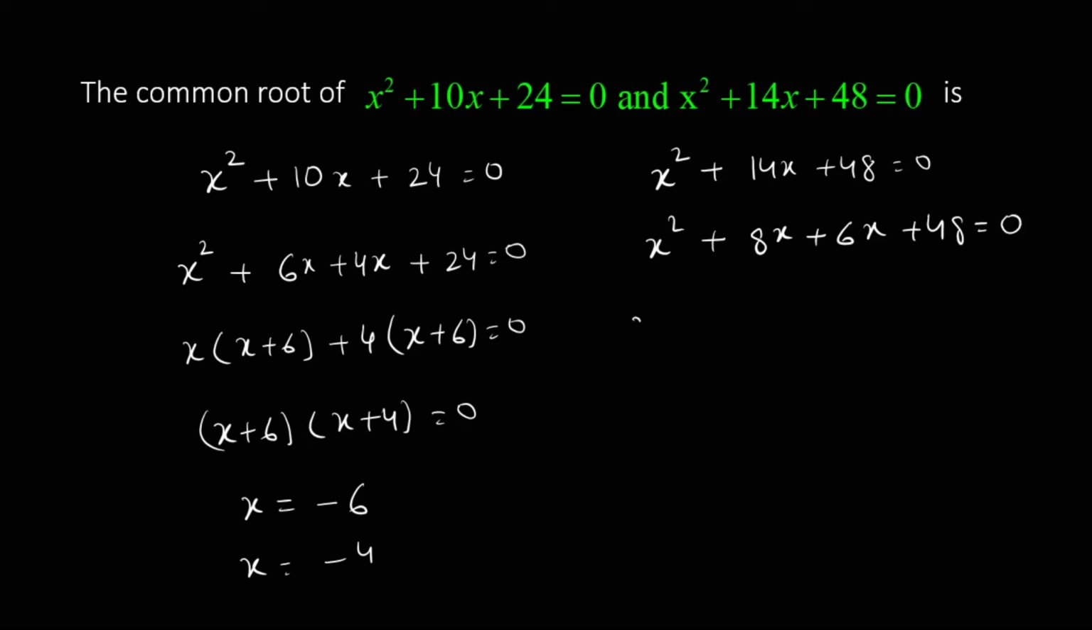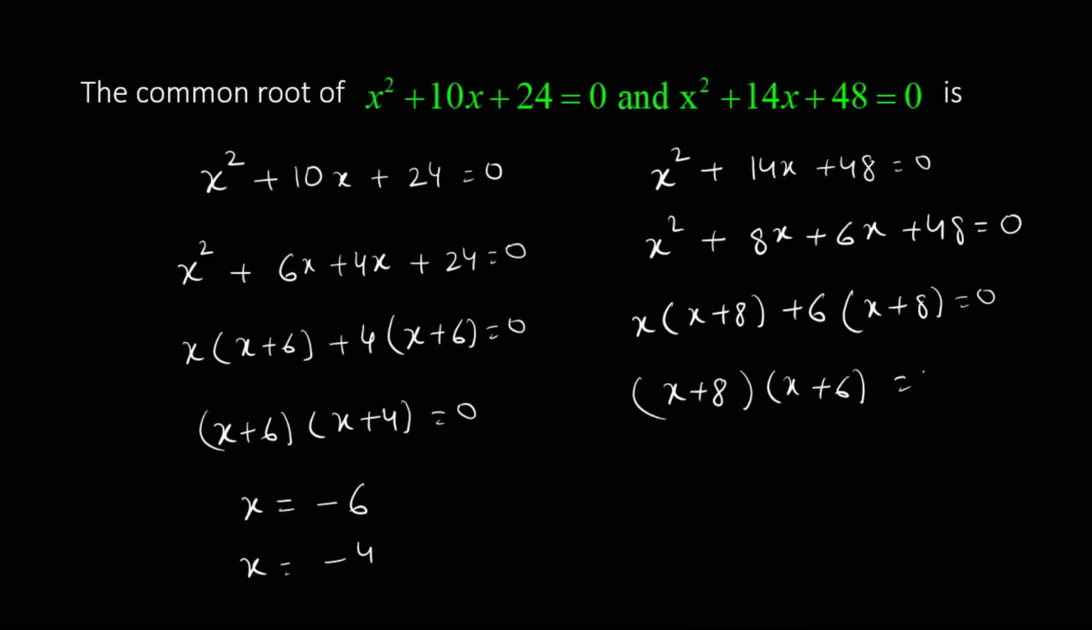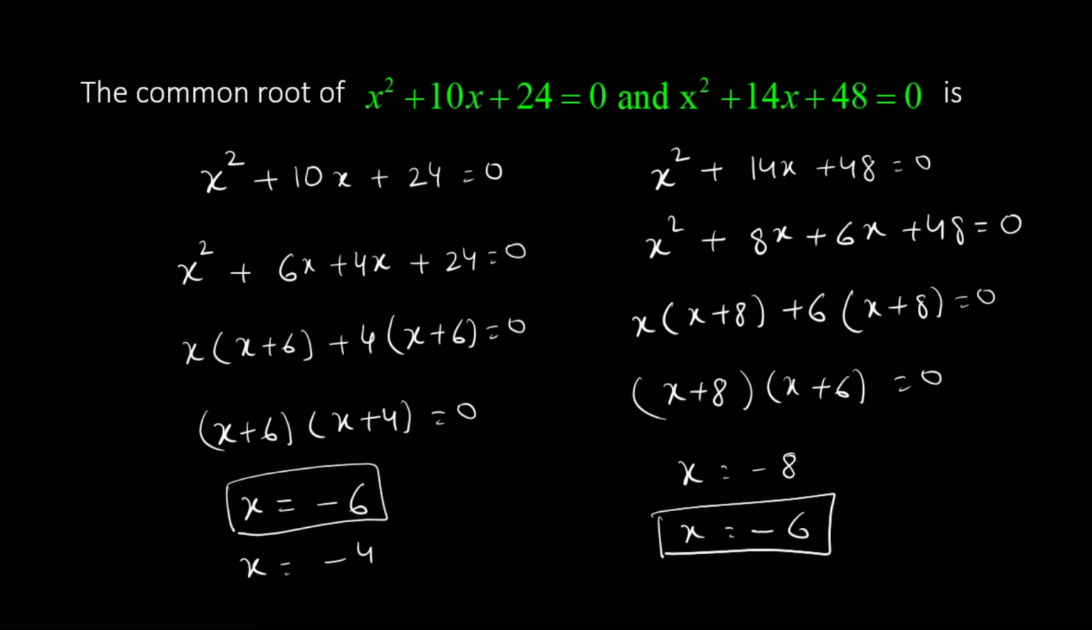So we take common x and we have factor x plus 8, plus here we can take 6 as a common, so x plus 8. Now we again take common x plus 8 into x plus 6, so this is equal to 0. So the corresponding roots are x is equal to minus 8 and x is equal to minus 6. Now here we have to find the common root. Here we see that x is equal to minus 6 is the common root. This is the answer of this question.